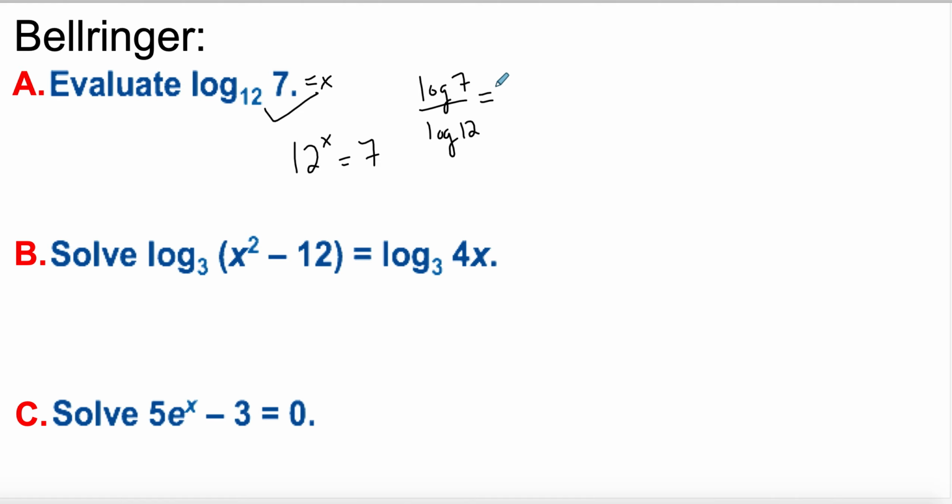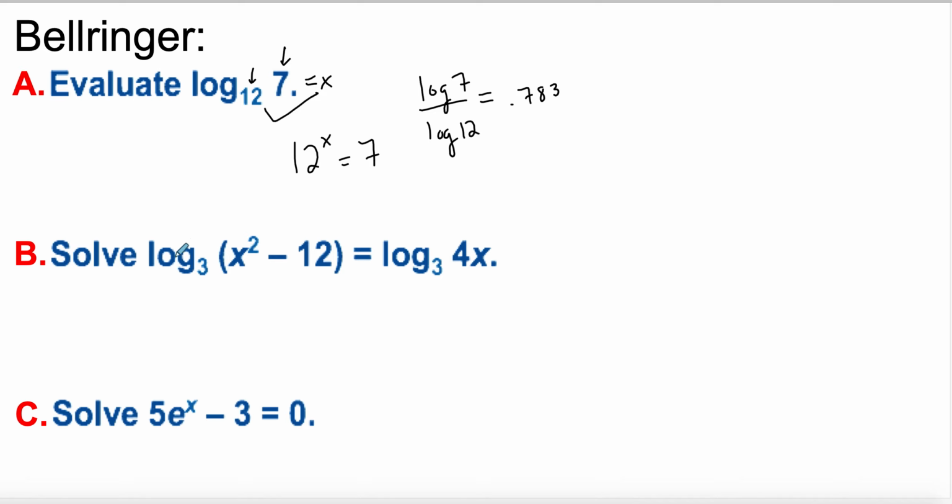So log 7 divided by log 12, you will get about 0.78. We'll do 3 decimal places, 0.783. Okay? So remember, it's log of the big number divided by log of the little number.